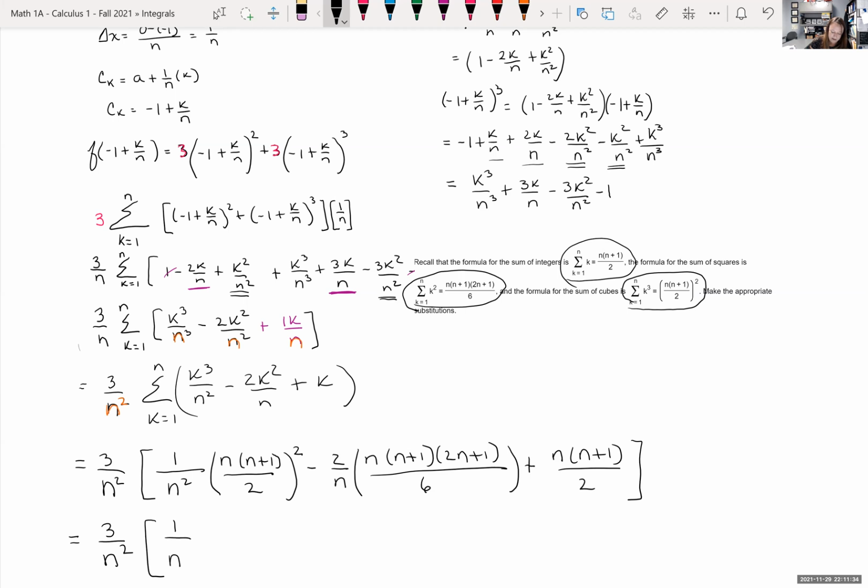So this is 1 over n squared. If I square each piece in here, this is going to be an n squared all over n plus 1 quantity squared all over 2 squared, which is 4. I notice right here, one of my n's cancels. And technically over here, my n squared cancels. And over here, 2 goes into 6 3 times. That's going to give us n plus 1 all times 2n plus 1 all over 3. Plus, I'm going to have to distribute anyway, so let's just do it. N squared plus n all over 2.